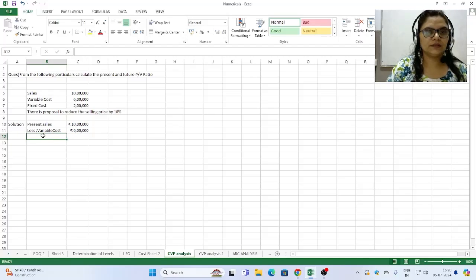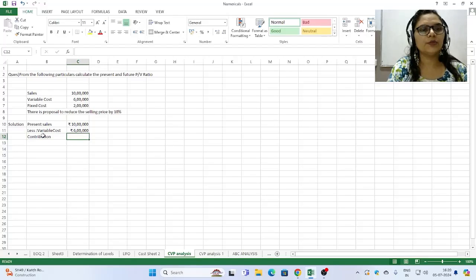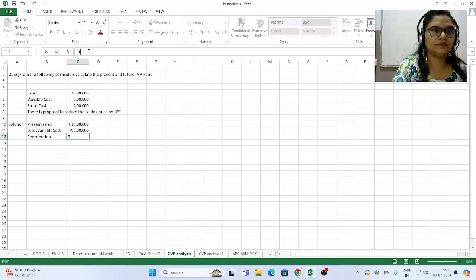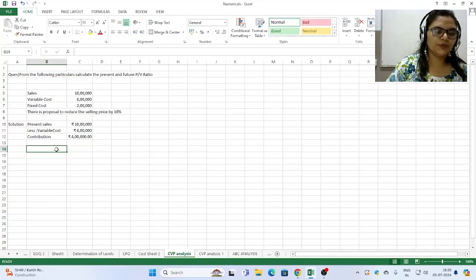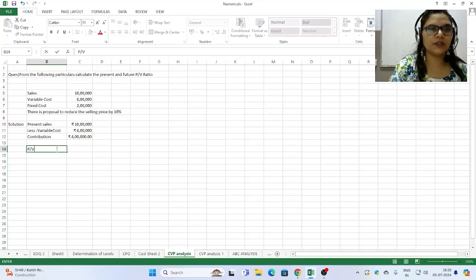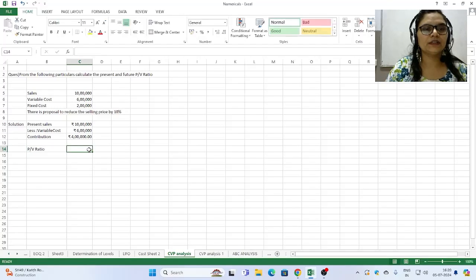Now next is contribution. Contribution is 10 lakh minus 6 lakh will give you 4 lakh. So sales minus variable cost gives you a contribution of 4 lakh. And why we are calculating contribution? We are calculating contribution in order to calculate PV ratio. PV ratio, we all know it is contribution upon sales.